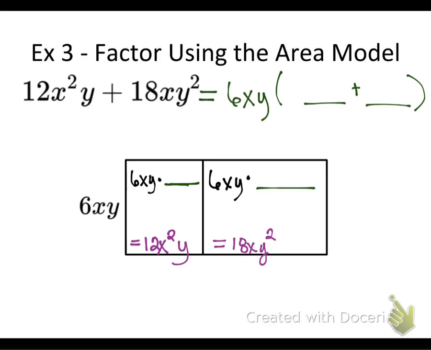Okay, so we need to find my width. I'm going to think, 6 times what gets me to 12? 2. Then I need to worry about my variables. How many x's do I have in my height? 1. How many do I have in my total area? So how many more x's do I need? How many y's do I have in my height? How many do I have in my area? So I'm good. I don't need any more y's, do I? So what's the width of this first section?